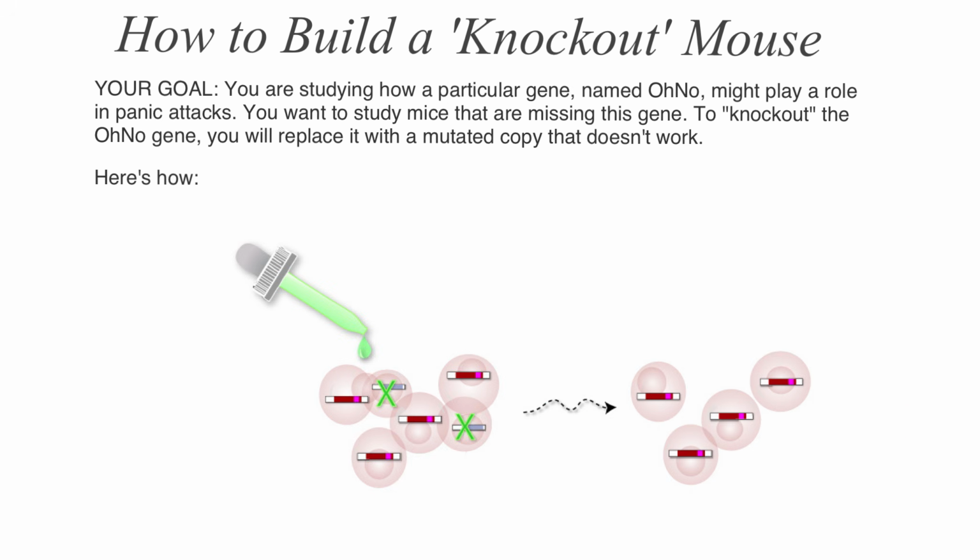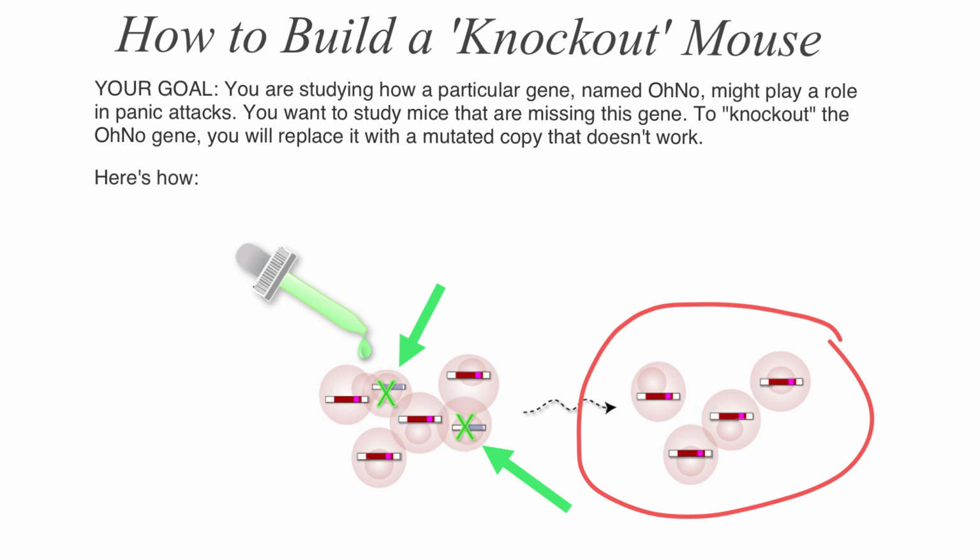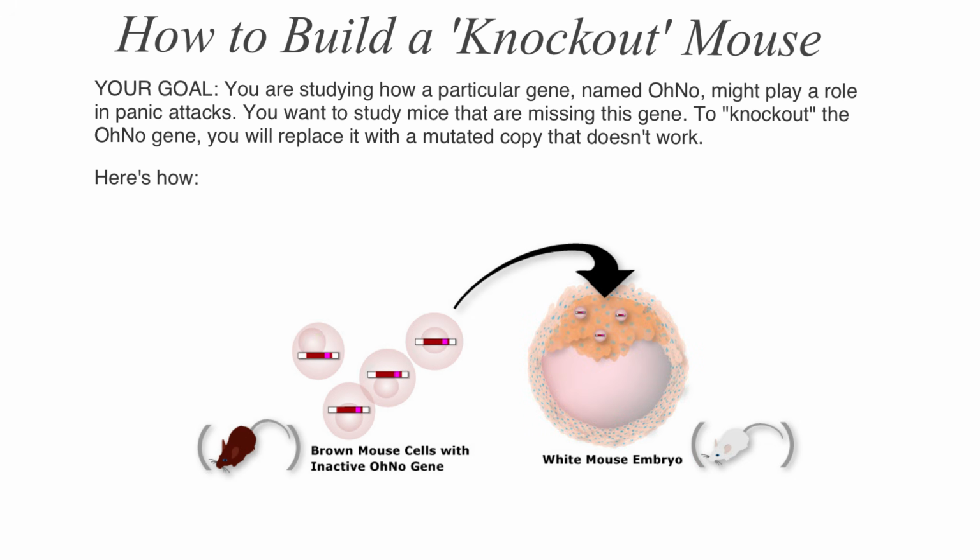Step number 4: you have to add a drug. Cells that don't incorporate the inactive ONO gene don't have the drug resistance marker gene, shown in pink. Adding the drug kills cells without the marker, leaving you with only cells that have an inactive version of the ONO gene.